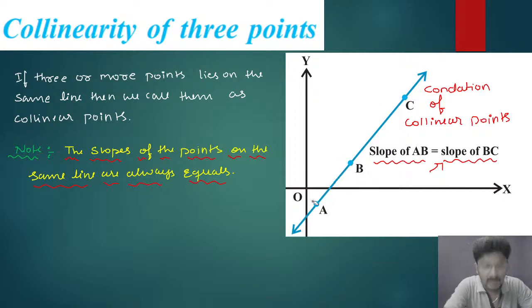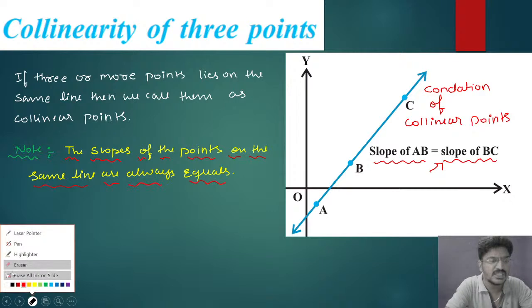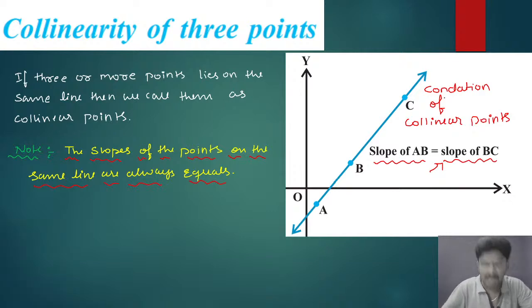The condition for collinear points A, B, C is that the slope of AB is equal to the slope of BC. Why am I explaining this much? Because I am going to use these things in the coming problems. So that's why I am explaining this much regarding the condition of collinearity of these 3 points.